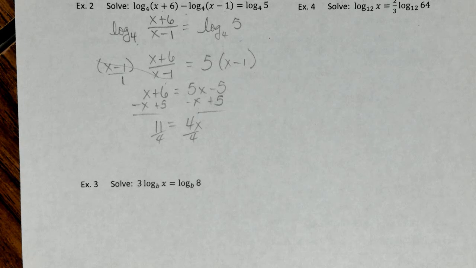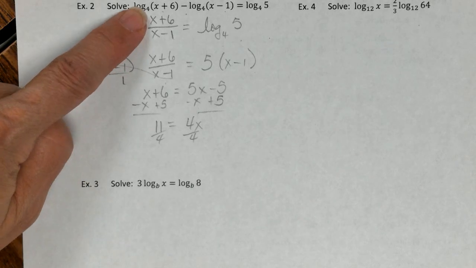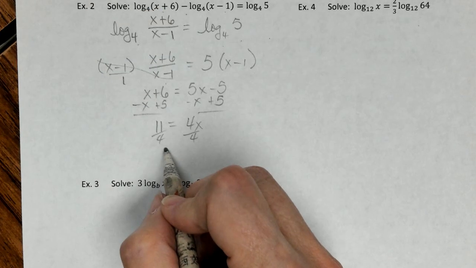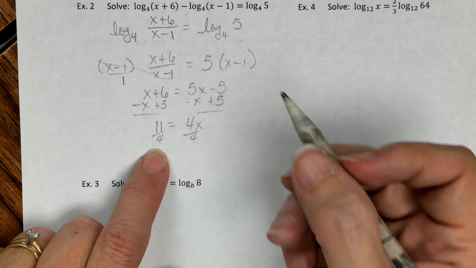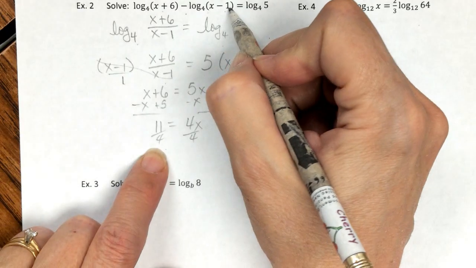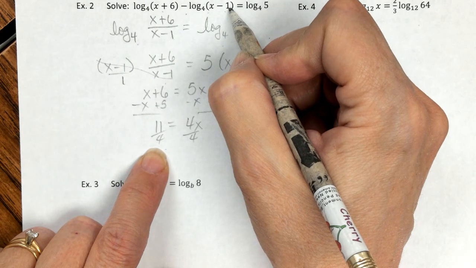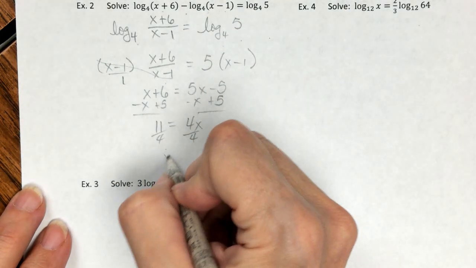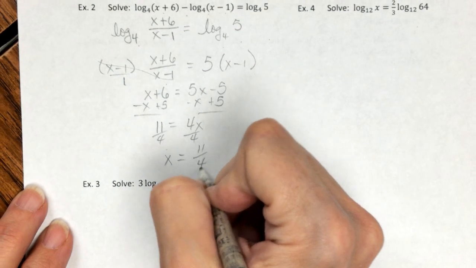Now I just need to put that back in anywhere there's an x in the equation. Make sure the arguments are positive. So 11/4, I have a positive 11/4 plus a positive number. That one's good, that's positive. 11/4 minus 4/4 is 7/4, which is still positive. So that's fine. That's the answer. x equals 11/4.